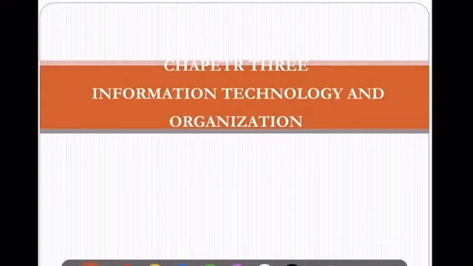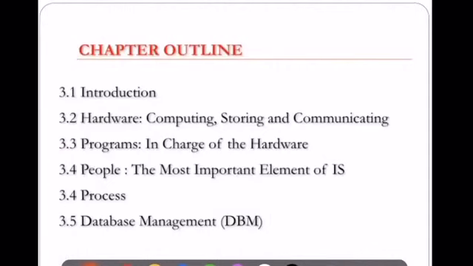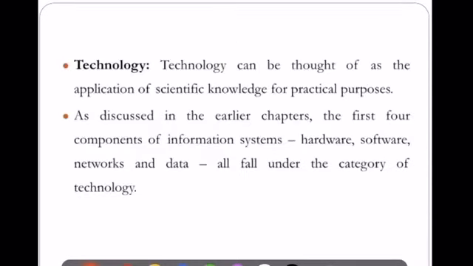And today we'll see the third chapter, Information Technology and Organization. In this chapter we'll try to see first what's information technology, then what's information system, then the different components of information technology. First we'll try to see what's hardware, then what's programs, then people, then process, then we'll try to see also database management. So first, what's technology?